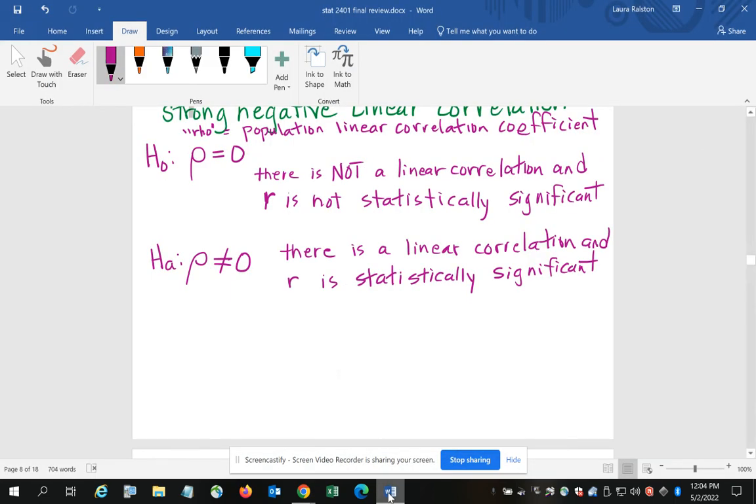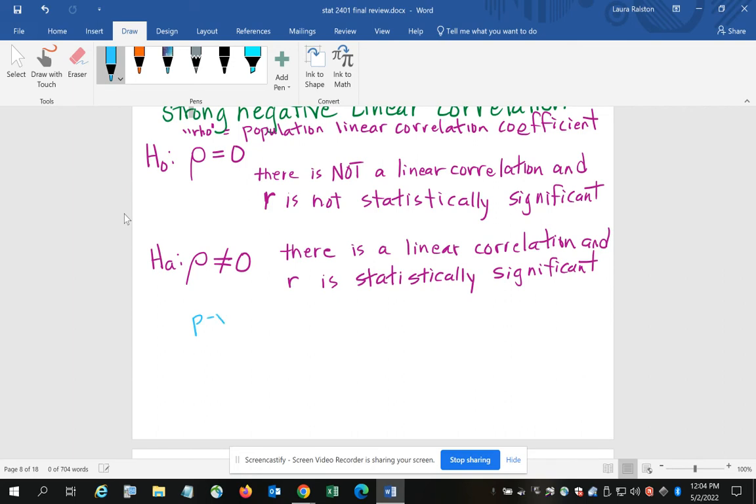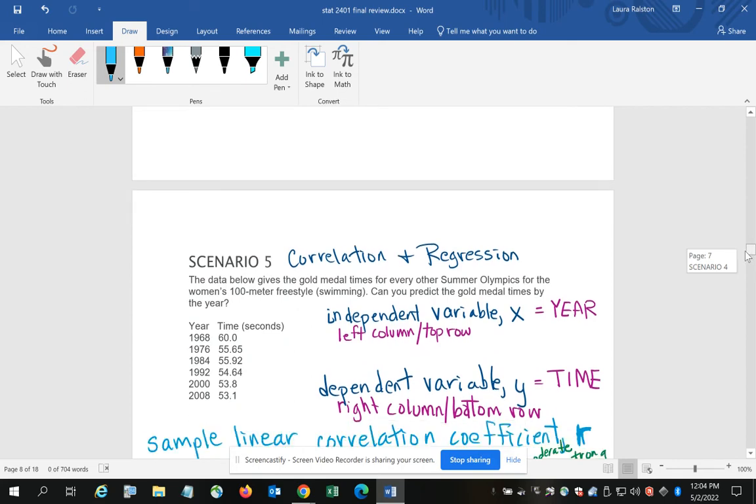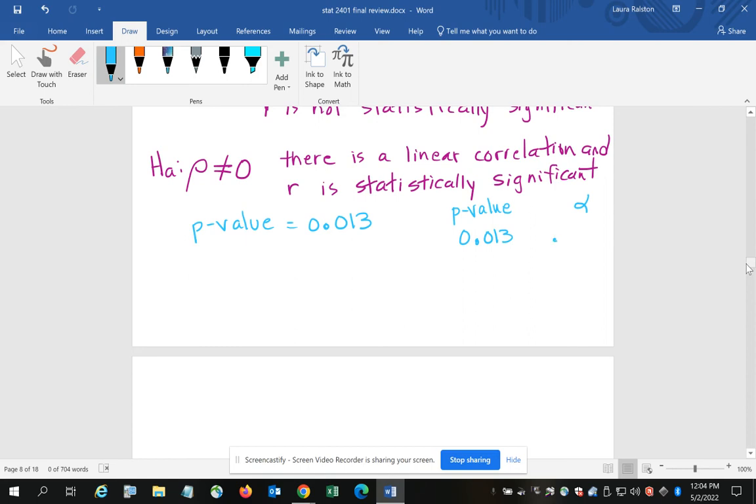Now, I really don't need to record the F value. I'm not asked for that in the questions. I am asked for the p-value. So my p-value is 0.013. And again, I'm going to compare that p-value from Minitab of 0.013 to the significance level. And for this problem, let's see, what did it tell me? It didn't. So typically, if we're not told, we assume it is 0.05.